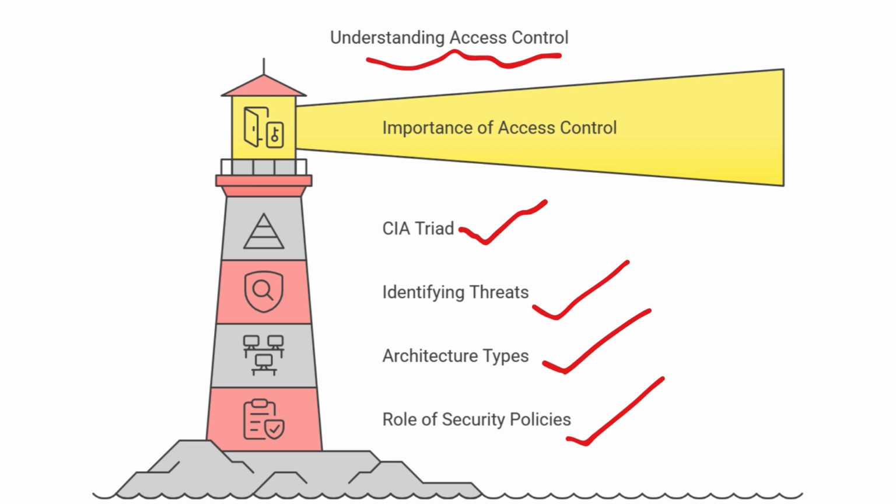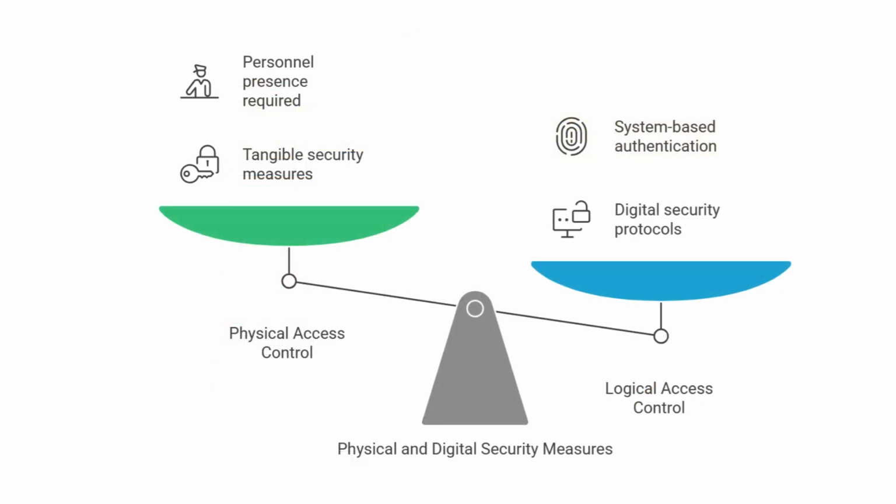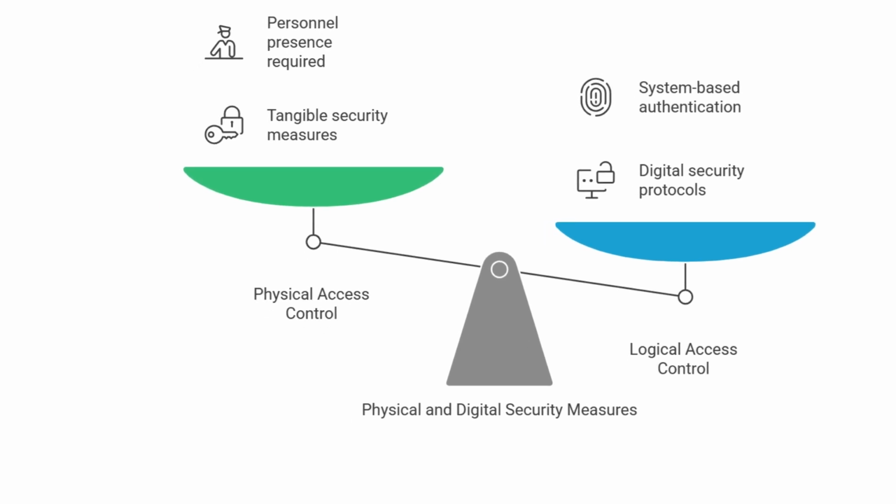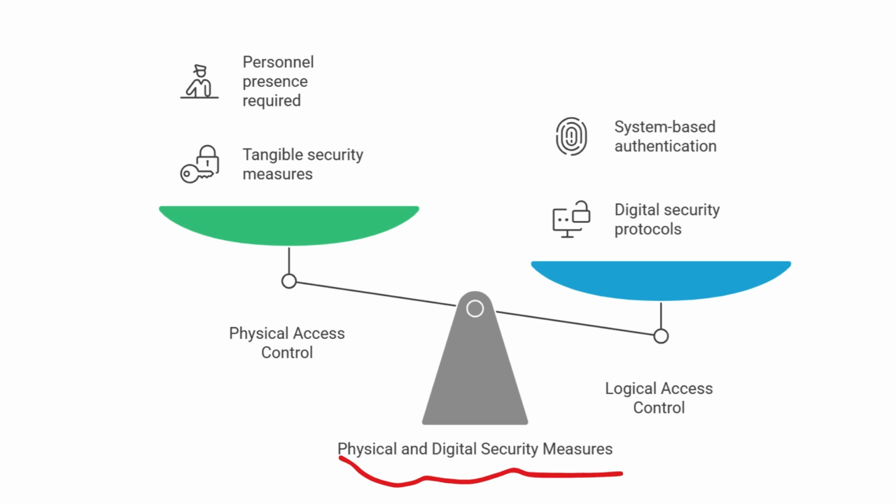So, what is access control and why is it important? Access control is the practice of restricting access to certain locations, information, or systems to authorized individuals only. Think of it like having a bouncer at a club. If your name is not on the list, you are not getting in. This concept applies to both physical and digital environments. The physical access control includes things like ID badges, security guards, locked doors, and fingerprint scanners at office buildings. And the logical access control deals with passwords, biometrics, encryption, and permissions on computer systems.